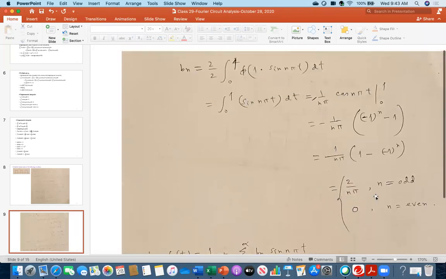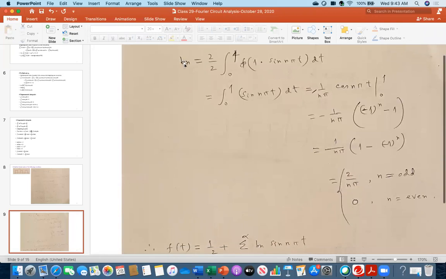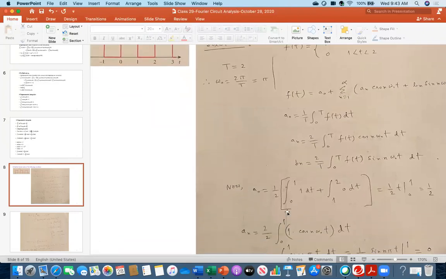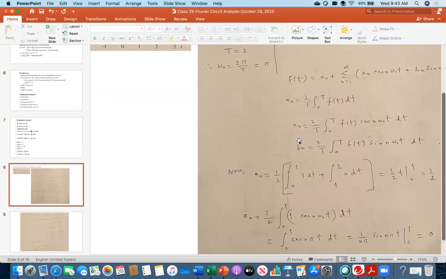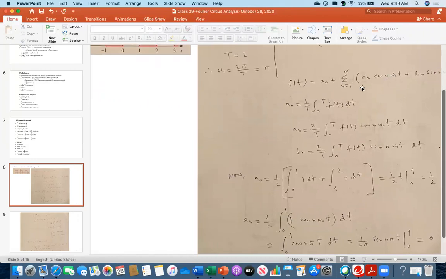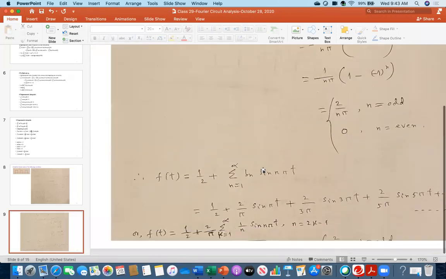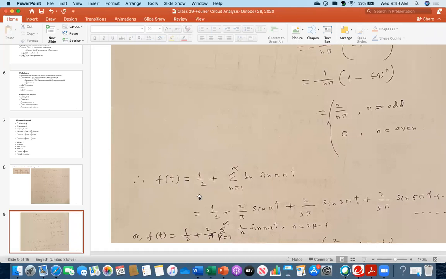I got bn as this result. You can say bn is 2 over n pi, provided that n is an odd number. And before, I think a naught was half, and I got an equal to 0. Now this is your function. In that generalized function, you plug in a naught, an, and bn values. Then what are you getting? Everybody see, that function: a naught value is half that I got, and an value is 0. So I am not writing anything, just the sum from n equals 1 to infinity of bn sine n pi t.